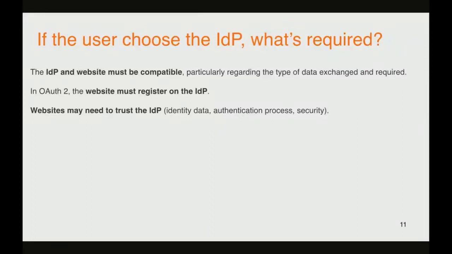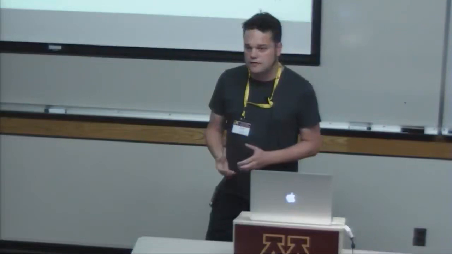On the other hand, if the user could choose their IDPs, what would be required for it to be possible? The first point is that the IDP and the website must be compatible. Using OAuth 2, the website must be registered on the identity provider, so that the website can authenticate to the identity provider. And in some situations, the website may need to trust the IDP regarding the type of data, the level of authentication, the security, or the identity information that is provided.